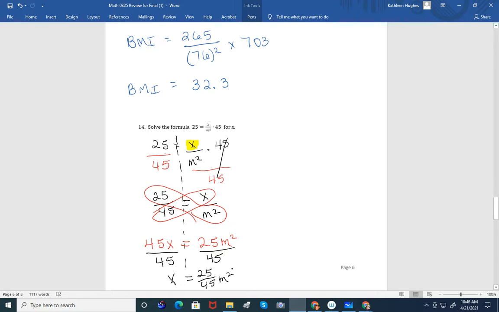Now, I haven't done that division. If I do it on my calculator, I get a real long repeating decimal. So that's not ideal when you're solving an equation. So probably what we want to do is just reduce our fraction. I know that I can divide 25 by 5 and I can divide 45 by 5, and I'm going to get 5/9 m squared.